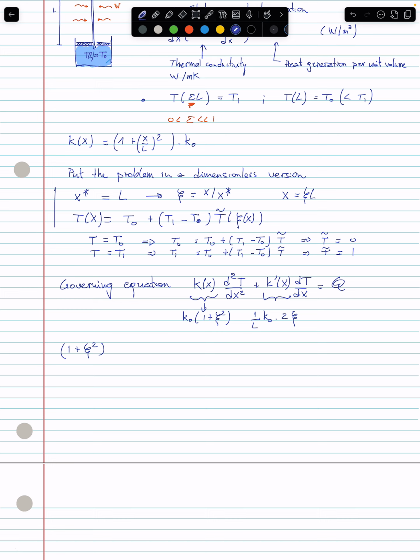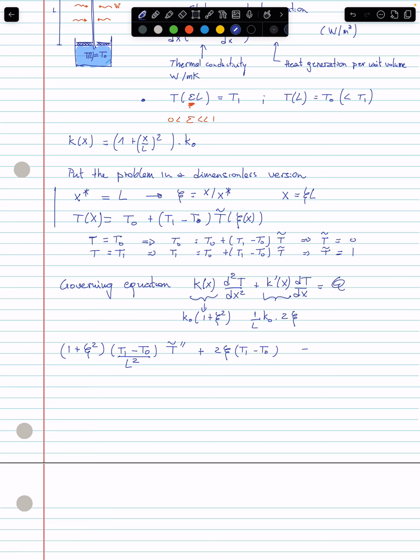You see that the second derivative of T has a constant that will vanish in both this term and this term. So the only thing that will remain is this one. So we'll have T1 minus T0 times the second derivative of T tilde with respect to xc. And this is a second derivative with respect to x, so we have divided by L squared over here. And then plus 2 times xc times T1 minus T0.